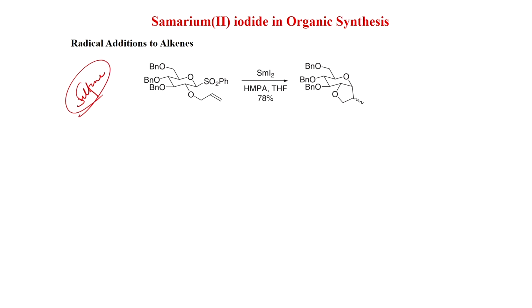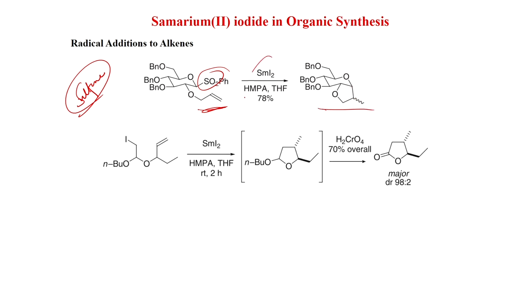As we have seen, these are intramolecular cases, because the radical will immediately react with the olefin, and this olefin is not electron deficient. So, simple olefins can also be used for intramolecular cases. Here you generate the radical from the sulfone, and the radical reacts here. So, you get this product with samarium iodide and HMPA.